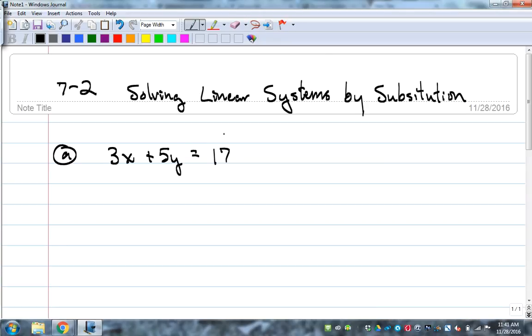So let's start with this one. 3x plus 5y is equal to 17. And the second equation is just y equals 4. Okay? So they give us what y is equal to. So what we're going to do with substitution is take whatever y is equal to, since it's just 4, and substitute that back into the other equation for y. Real simple. Substitution means you replace something. So we're going to replace y with 4 in this problem. So that's going to be 3x plus 5 times 4 is equal to 17.